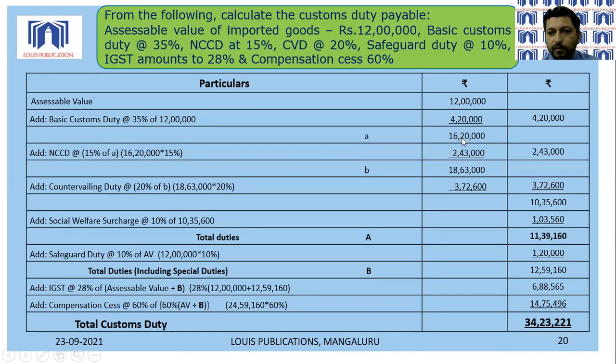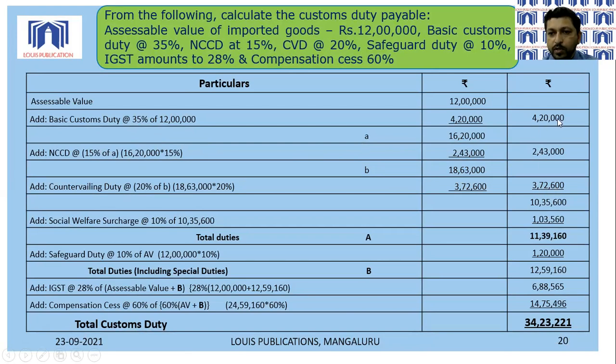So 15% of 16,20,000. That will make up for 2,43,000. I record the same NCCD value in the outer column. That is 2,43,000. Then I add up this. It comes to 18,63,000. I name this as B. This was there in the original format. I name this as B. Then there is countervailing duty at 20%. So 20% is always calculated on the B value. 18,63,000. And 20% of that is 3,72,600. So I take 3,72,600 in the outer column. That is the countervailing duty.